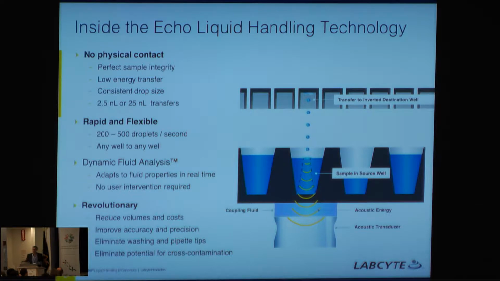technology. For those of you who are unfamiliar with the Echo, what our instrument does is use acoustic energy, which converges at the air-liquid interface to form a mound of fluid. And from that mound of fluid, depending on the instrument, we are able to generate 2.5 or 25 nanoliter droplets with high precision and accuracy. And so with our machine, you can move from any source containing your sample to any destination without ever touching the fluid.